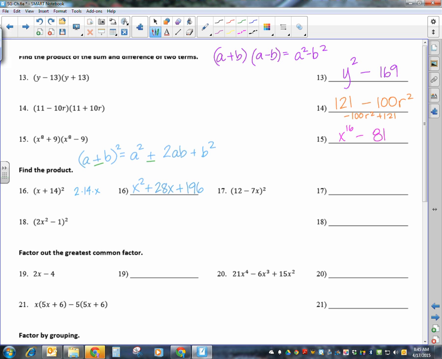Okay, look at the next one. I square the first term, 144. Then I have to multiply 2 times 12 times 7x. And that happens to be, oh, remember it always takes that sign. That's 168x. And then it's always positive, the last one. Okay, always, always, always positive. 7 times 7 is 49x squared.